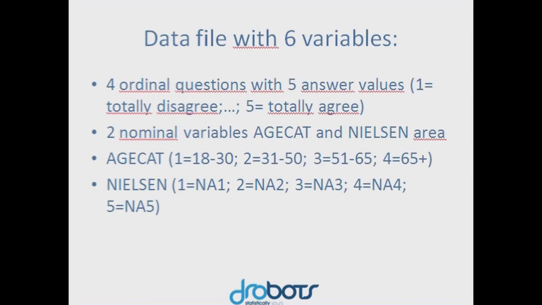This example will be used based on a case with 6 variables, actually 4 ordinal questions. Those have codes 1 to 5, 5 meaning totally agree with the statement, 1 meaning totally disagree. The 2 nominal variables are age group, or age cat as it is called in the file, and the Nielsen area. You look at age cat, you see the lowest value is 1 meaning 18 to 30 years old, and the fourth one is 65 plus years old. And Nielsen is code 1 means Nielsen area 1 up to 5 meaning Nielsen area 5.